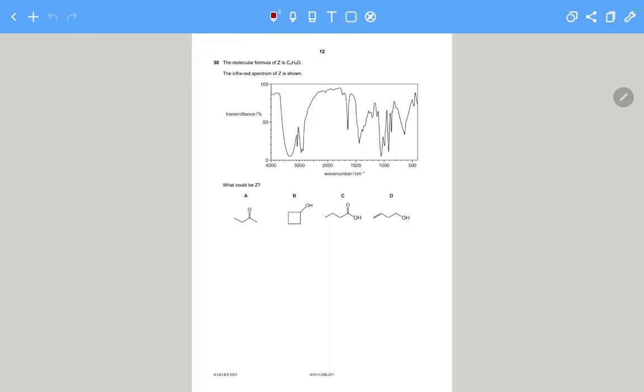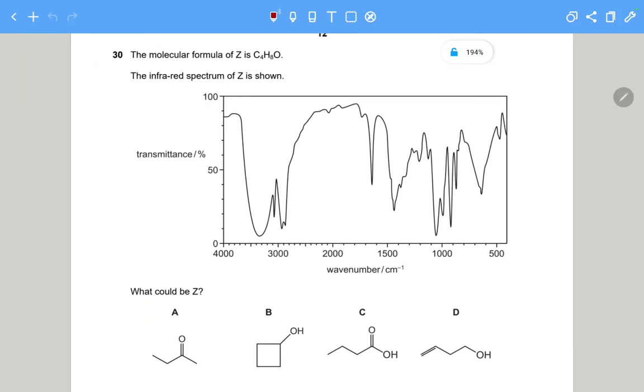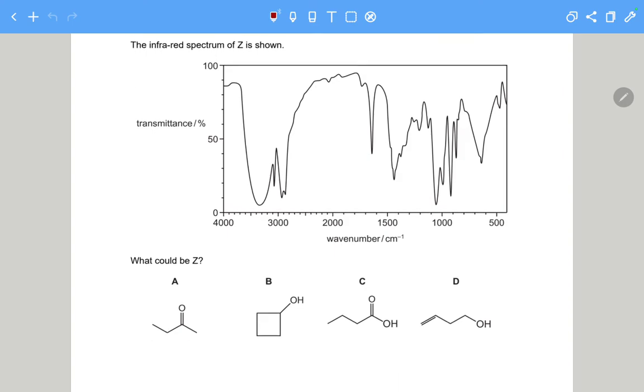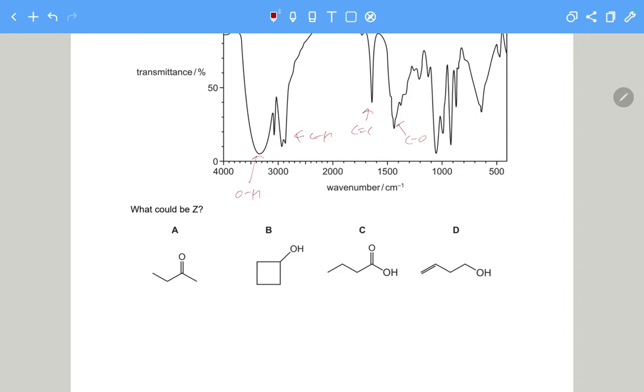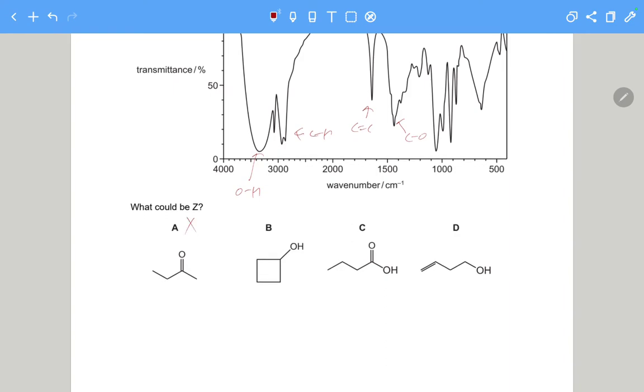Now we can get on to question 30. The molecular formula of Z is C4H8O. The infrared spectrum of Z is shown. Now again, before we go into the question, let's interpret the spectrum and see what's happening. So this is OH because it's broad, at about 3500. CH, and then this one is a weak to medium intensity sharp peak, C=C double bond, and about 1300 or so over here, C-O single bonds. So we have that. Now what could Z be? Not A, because we don't have any carbonyl peaks.